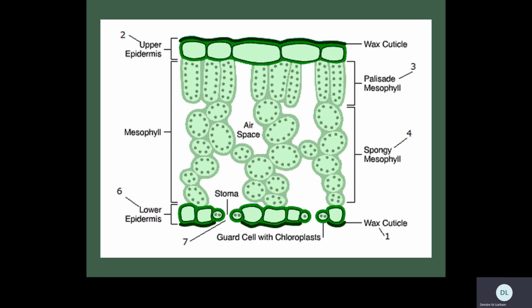Right. You'll notice that on the lower epidermis here we have little gaps, and those gaps are called stomata, or the singular here is stoma. That's just an opening, and that opening allows gases to go in and out of the leaf.